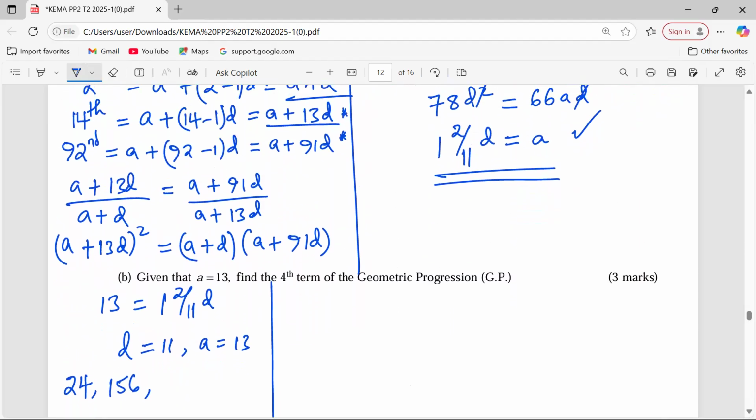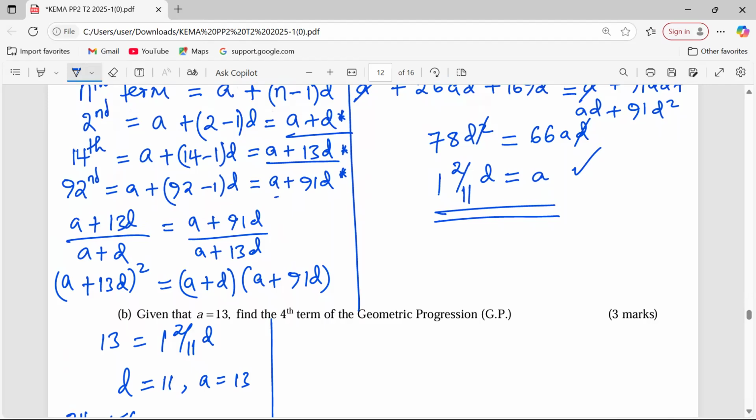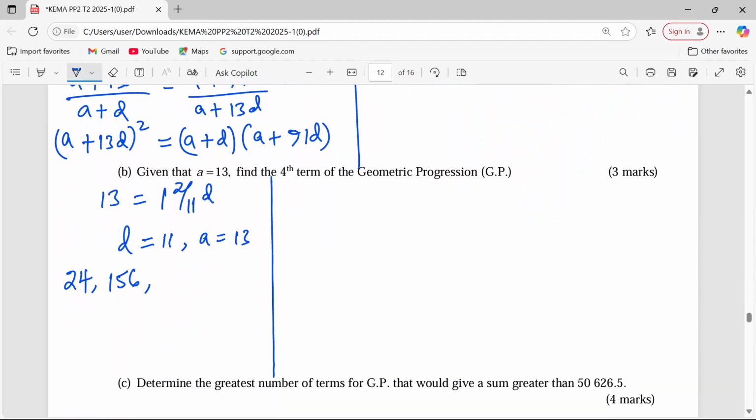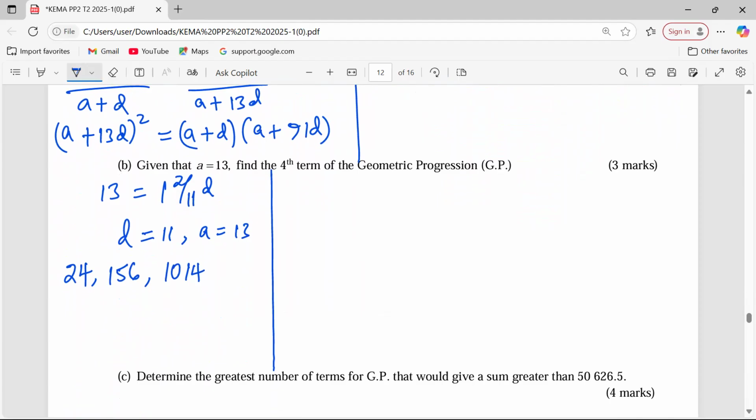Then the third term in the GP is going to be the 92nd term, whereby we need A, 13 plus 91 into 11, which is our value for D. So this is giving us 1014. Yeah, 1014 that way. So now these are the first three terms in the GP.